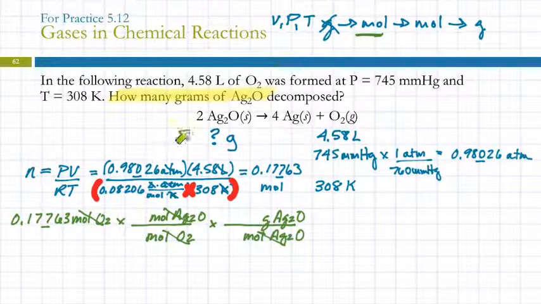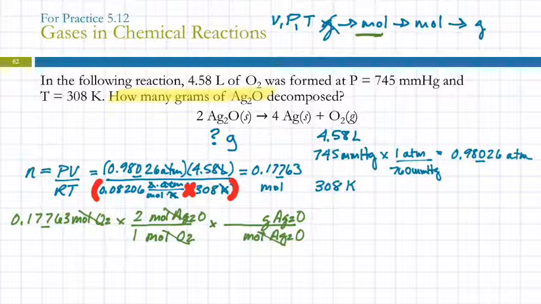Mole ratio, balanced chemical equation. 2 moles of this to 1 mole of that. So 2 goes in front of Ag2O, and 1 goes in front of O2. The last term between grams and moles is the molar mass.